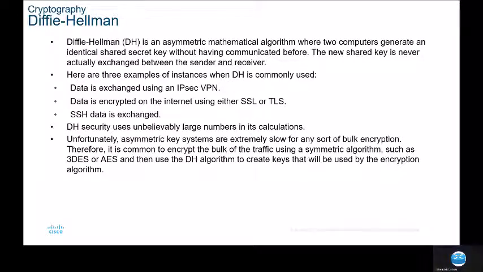DH uses unbelievably large numbers in its calculations. Unfortunately, asymmetric key systems are extremely slow for any sort of bulk encryption. Therefore, it's common to encrypt the bulk of the traffic using a symmetric algorithm, such as 3DES or AES, and just use DH to create the keys that will be used in the encryption algorithm.